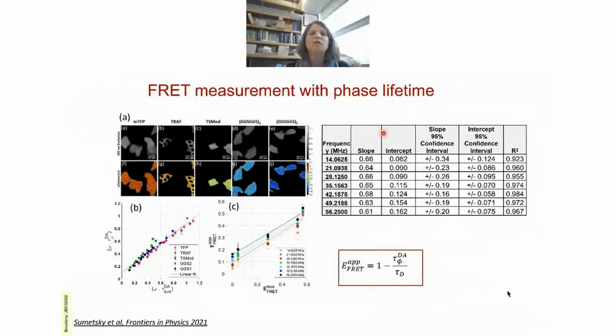And recently we have shown that a very simple measurement of phase lifetime can be used to extract an apparent FRET efficiency, which can be directly related in this linear fashion to the true FRET efficiency of the constructs that we're using. And that happens when we modulate our frequency domain FLIM system at low frequencies under about 56 megahertz. So this greatly facilitates data acquisition and interpretation in our frequency domain FLIM system.